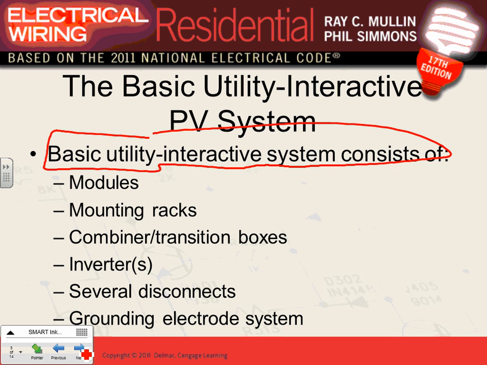The reason why they call it interactive system, guys, is because this system will not work unless you're tied to the grid. If you lose the grid, do you guys know what happens? If you have a solar system and the grid is down and it's interactive, what happens to your interactive system? It shuts down. That's a drawback of interactive system.